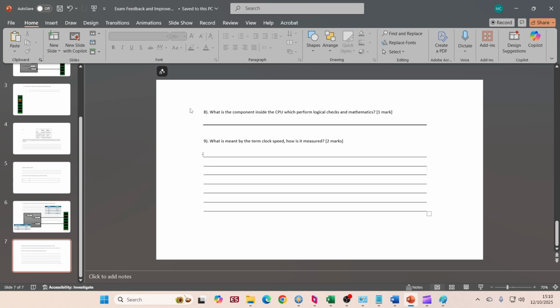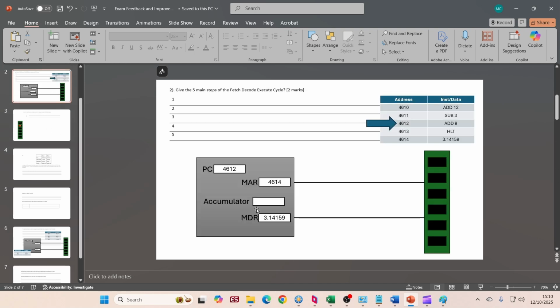Well, I'll just chuck these two together because number 8 is so easy and quick, and there's not much to say about it. The component inside the CPU that performs logic checks, which is basically checking like, is this number bigger than this number? Is this number times whatever bigger than this number? And the maths is the arithmetic logic unit. A lot of people get it mixed up with the accumulator. The accumulator is where the arithmetic logic unit stores the answer. So if I did 7 plus 12, it will store the answer in here. But it's the arithmetic logic unit that's doing it.